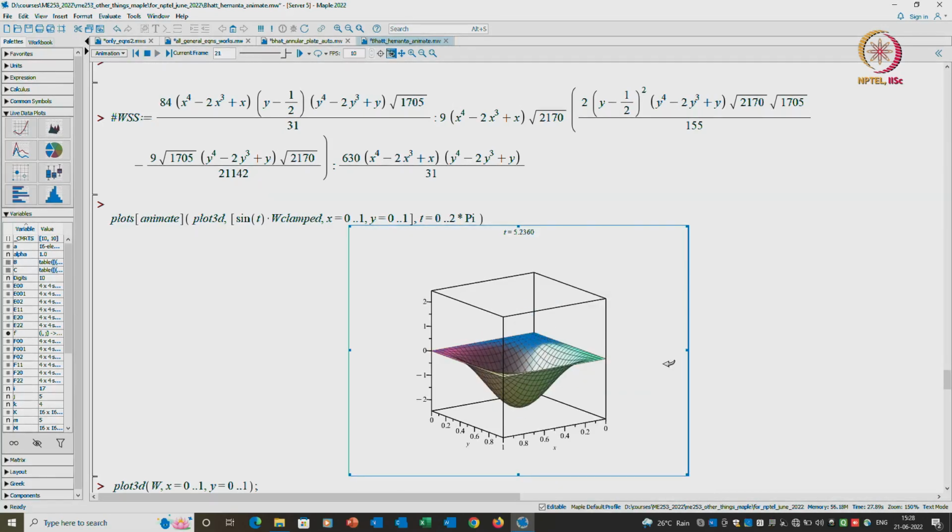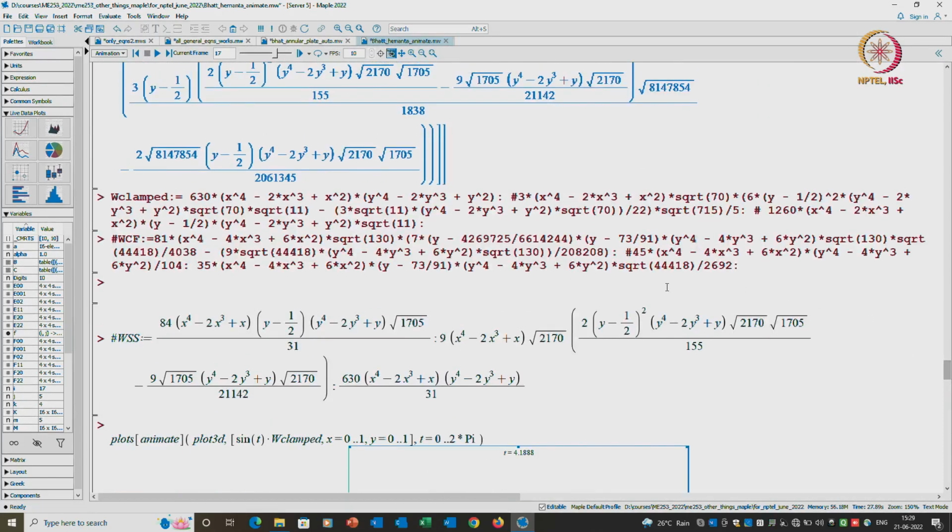okay. So, now you can see this is the very first mode of a clamped plate, okay. The displacement is 0 at the edges and the slope is also 0 at the edges, okay. Now, let me go and take a higher mode.